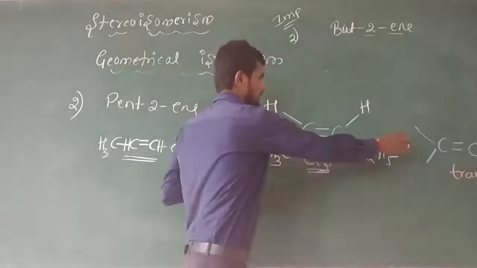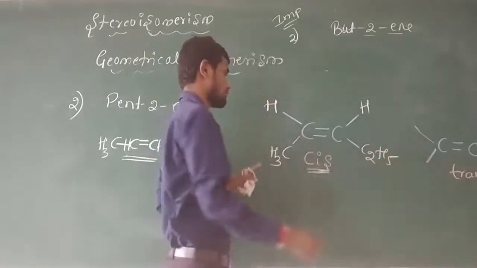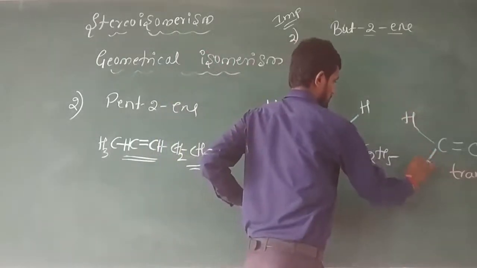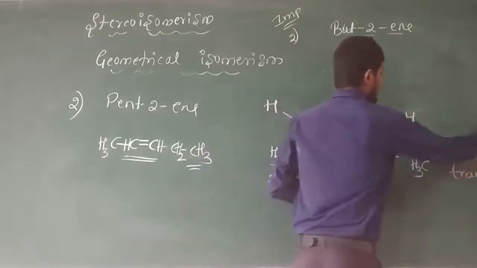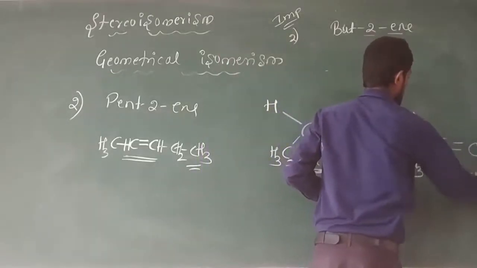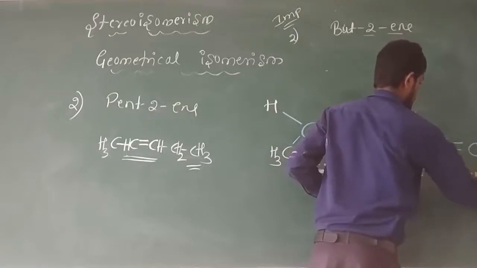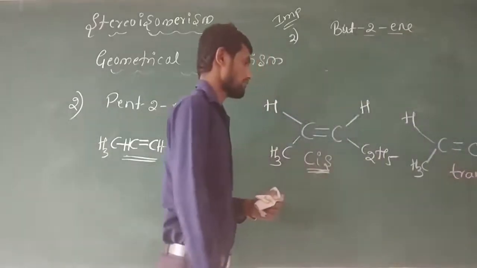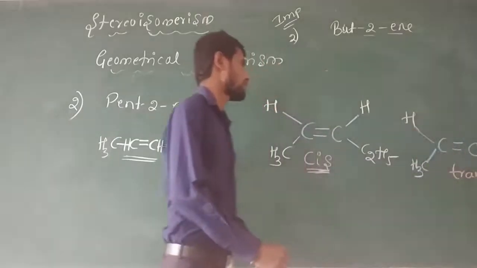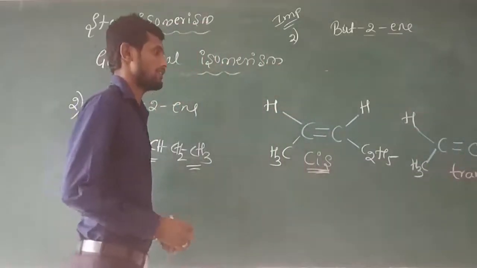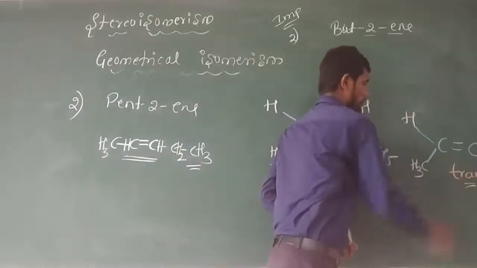Similarly, first I write these groups as usual, H and CH3, but this group is changed here. Here I write C2H5, here H. Yes. Here, as you observe, the similar groups are present in opposite direction, therefore it is trans form.